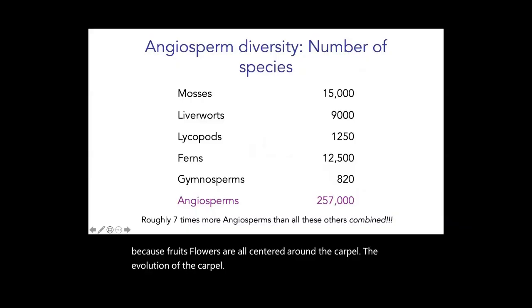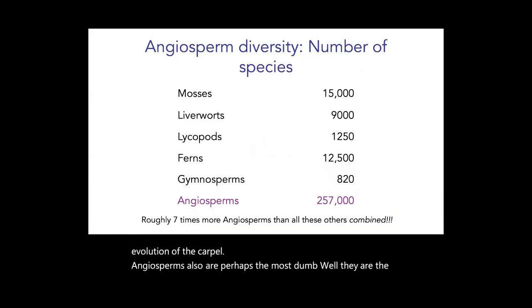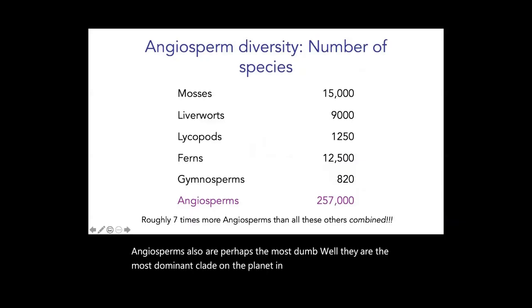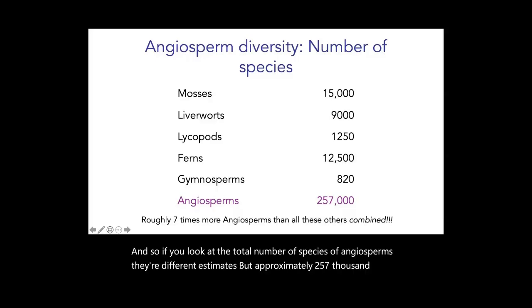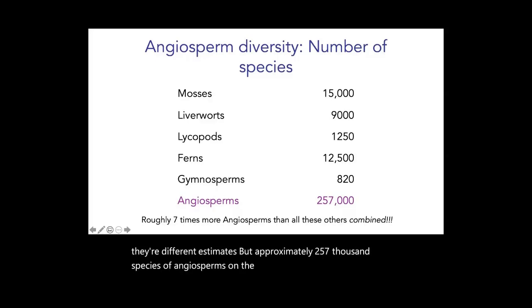Angiosperms also are the most dominant clade on the planet in terms of pure vegetation, but also in terms of species. And so if you look at the total number of species of angiosperms, there are different estimates, but approximately 257,000 species of angiosperms on the planet. Compare that with the dinky gymnosperms. Look at that. There's only 820 species of gymnosperms on the planet.